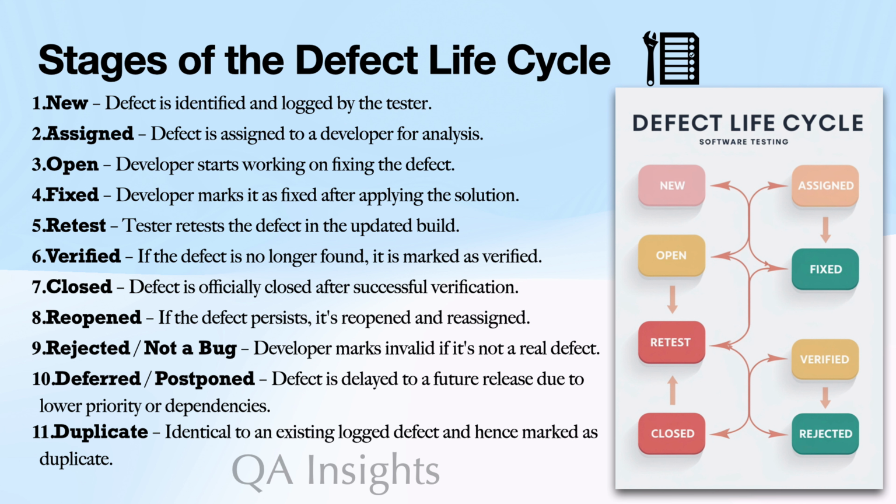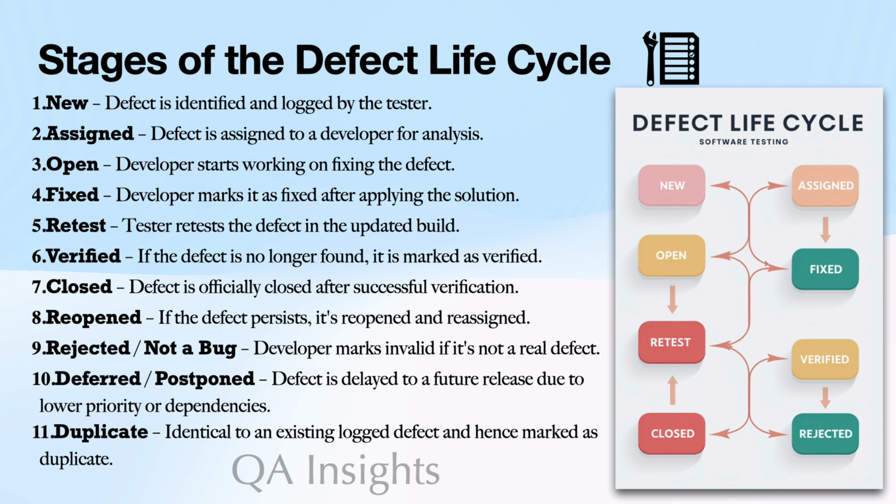The test lead or the project manager assigns the defect to the developer, who will be responsible for analyzing and resolving it. Once the developer starts working on it, the status changes to open. At this stage, the root cause of the bug is investigated and a fix is implemented. After fixing the issue, the developer marks it as fixed, indicating that the changes have been made and it's ready for verification. Now the defect goes back to the testing team, and the tester will test the new build, and this phase is called retest.